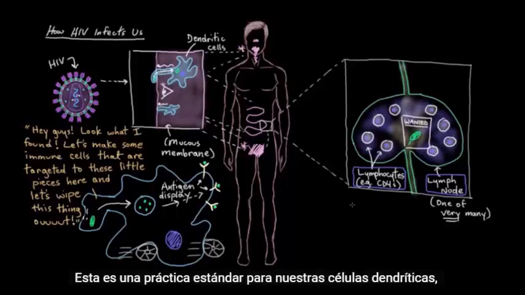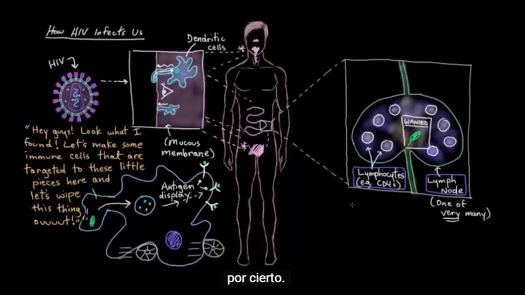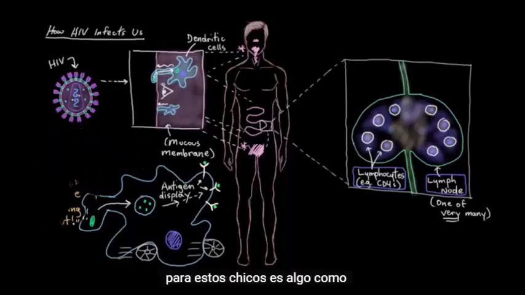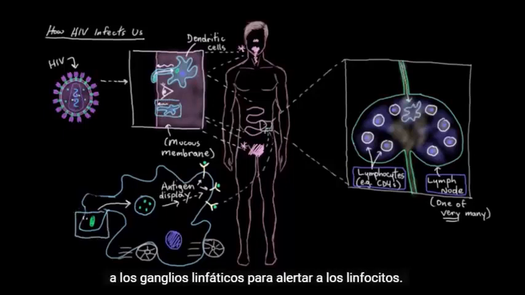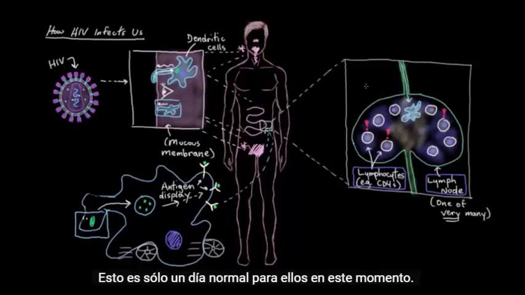This is standard practice for our dendritic cells, by the way. The normal sort of everyday life for these guys goes something like: they hang out in the mucosal surface, they find pathogens, they carry them to the lymph nodes to alert the lymphocytes. This is just a normal day for them at this point.